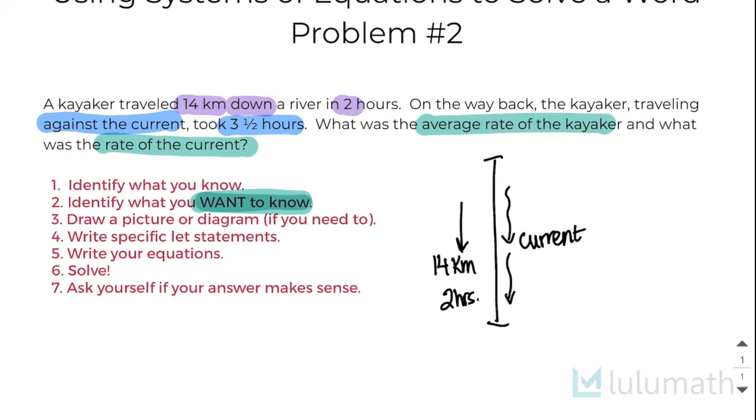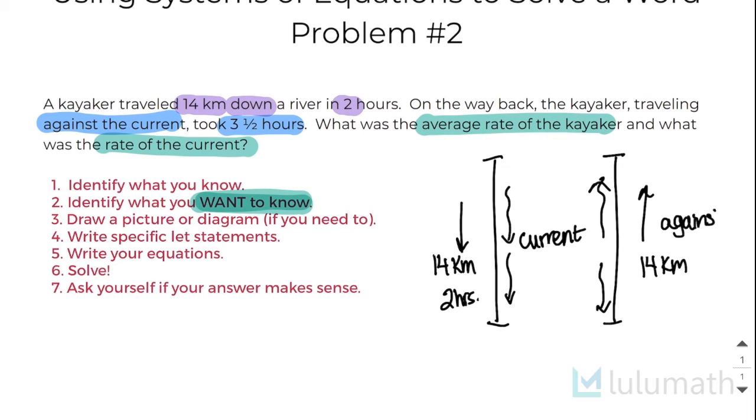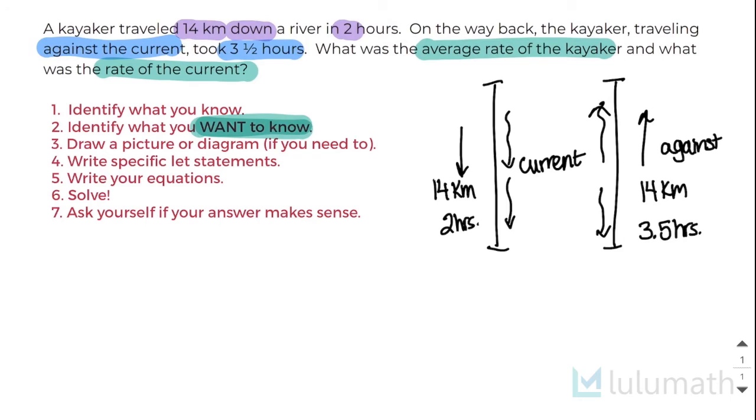Then on the way back, he's still going 14 kilometers here, but this time he's going back to where he started. So this time he's going against the current. So the current is still going this way. Now he's fighting against the current, okay? And we know that this will take him 3.5 hours, okay? So drawing this picture is going to help us out.